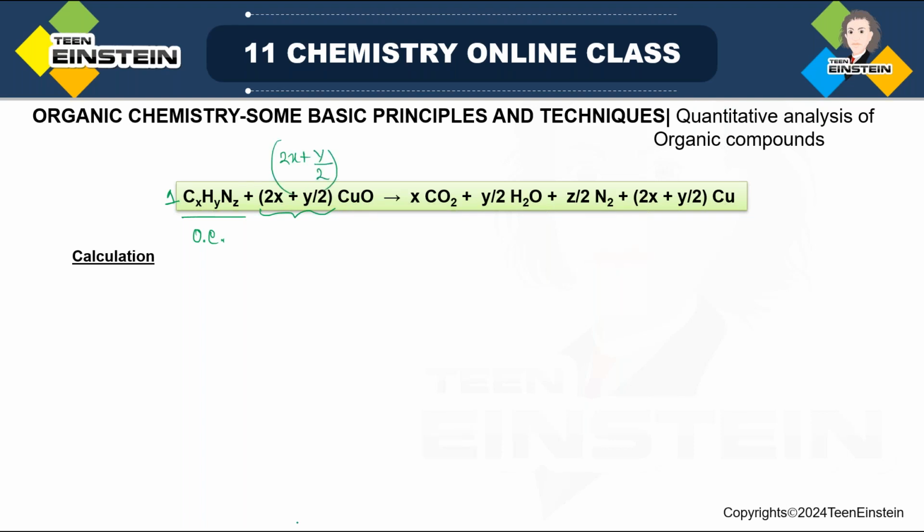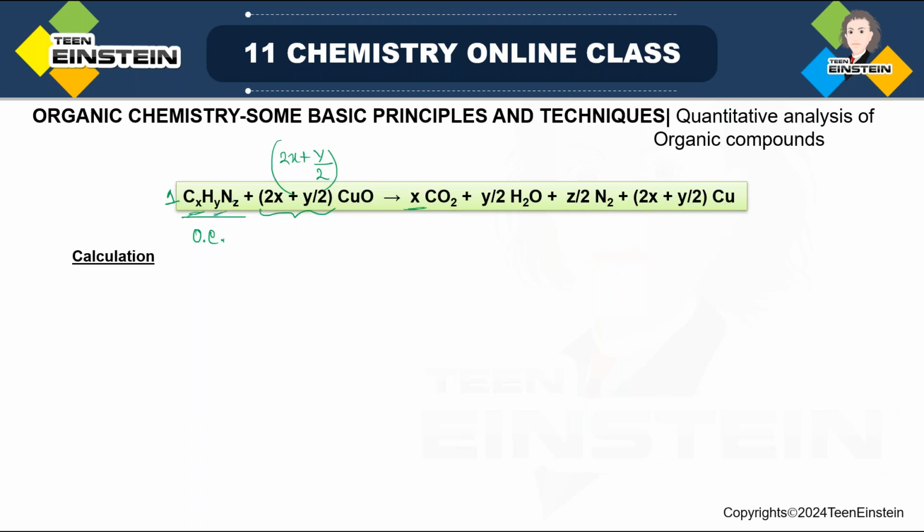And X and Y values you can easily get from the formula of the organic compound, right? So if you know the formula of the organic compound, you will be able to calculate the number of moles of CuO that is required. For 1 mole of CxHyNz, the number of moles of CuO is 2x plus y by 2. And on the right hand side, X moles of CO2 are produced, because only X carbon atoms are there. So obviously X moles of CO2 will be produced.